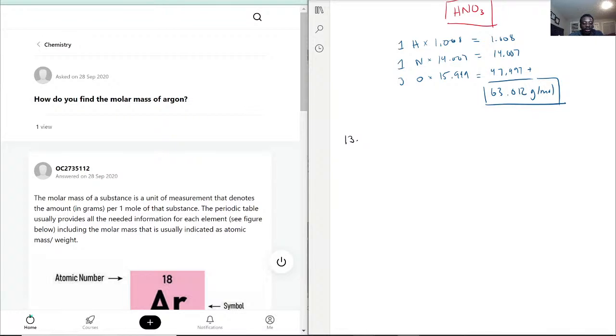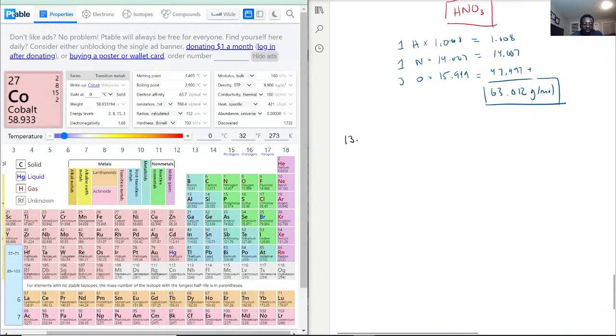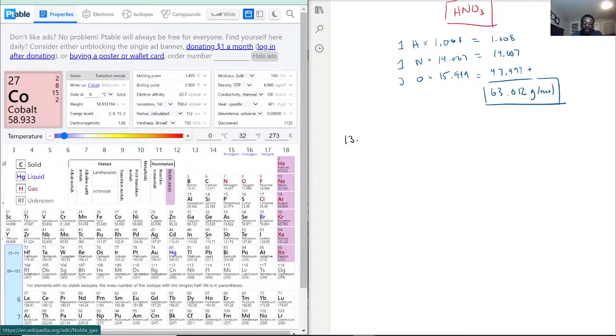How do you find the molar mass of argon? Okay. So, molar mass of argon. For this one, I just wanted to get up and get a bit more comfortable. We need to recognize what type of element it is.